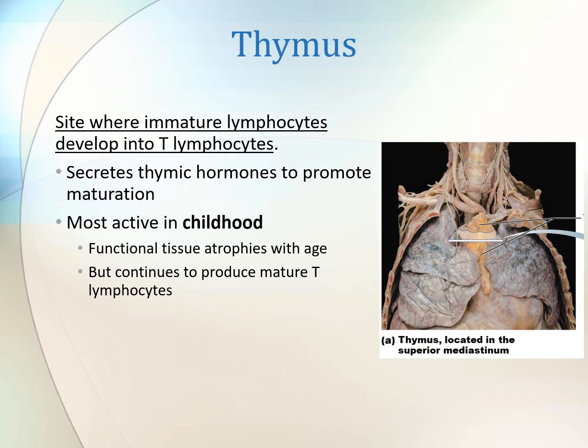So let's start with the thymus. So this is where our T cells go to mature. So it's most active during childhood, right? So essentially it's where we learn what is self and what is not self. And so very active during childhood, and then it atrophies with age. And essentially it sits kind of right above the heart.